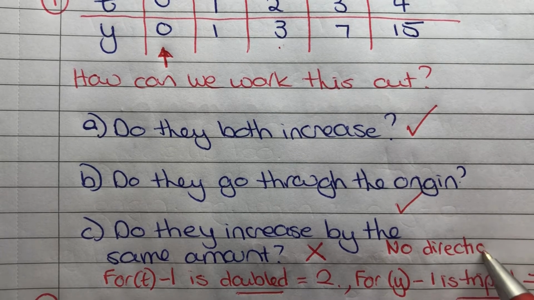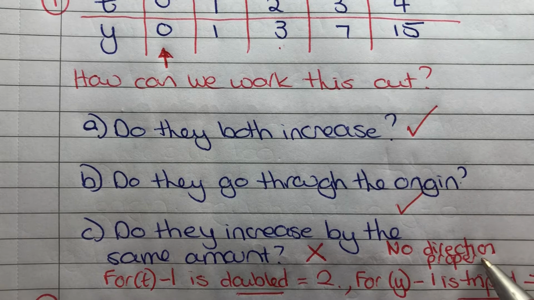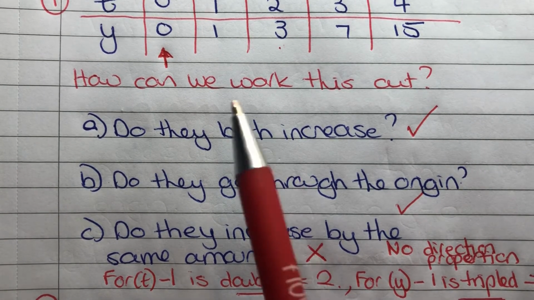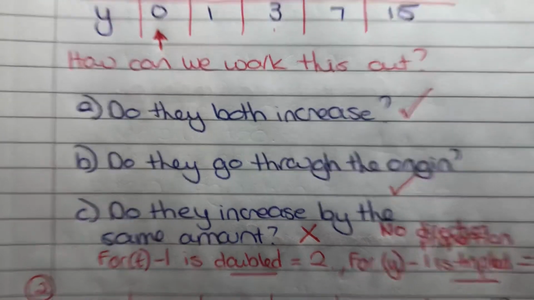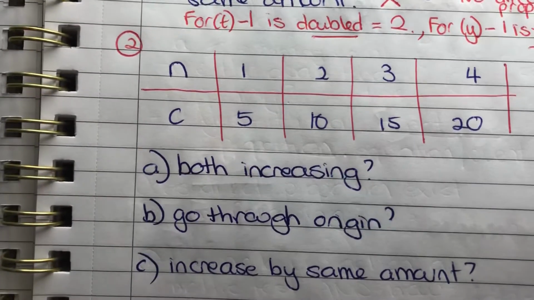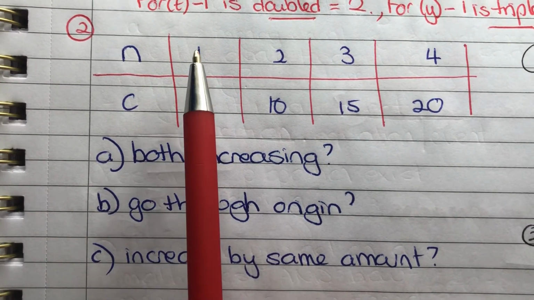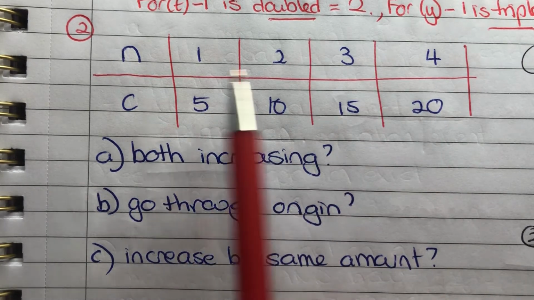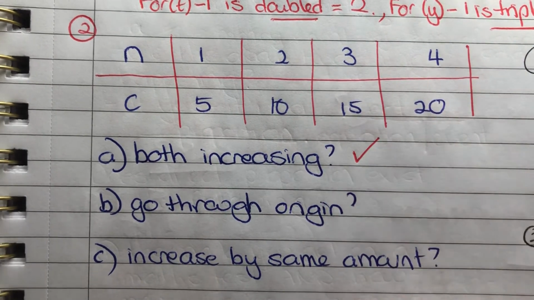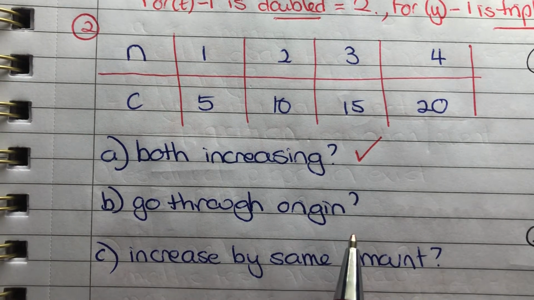Even though two of the things are satisfied, A and B are satisfied, C is not, so we can't keep going. All right, let's have a look at another one. Exactly the same thing. So we're going to check this one. We have both increasing: 1, 2, 3, 4, 5, 10, 15, 20. Yep, they're both going up, so that's okay. Do they both go through the origin?